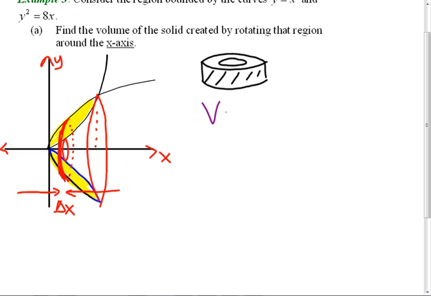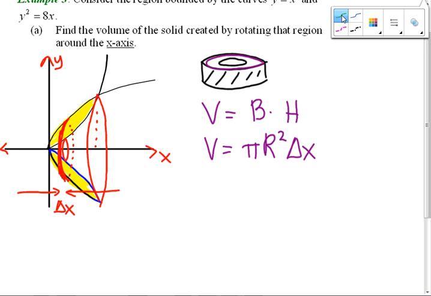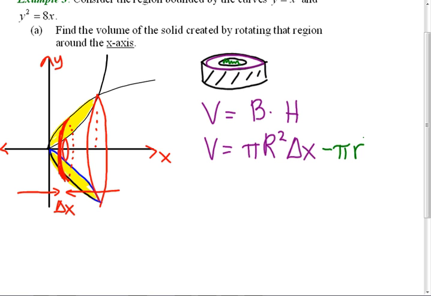Okay, so the volume is going to equal, now I want the volume of the outer one. It's the area of the base times the height. So I'm going to take the volume of the big cylinder, so to speak, which is pi capital R squared times delta x. And then I'm going to subtract out the inside one. I'm going to subtract that cylinder out. Call that little r. So that's what you're doing. You're taking the big one minus the little one.